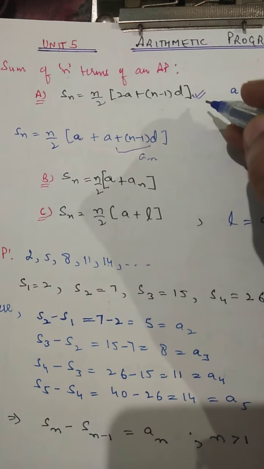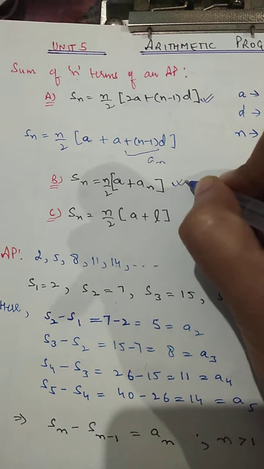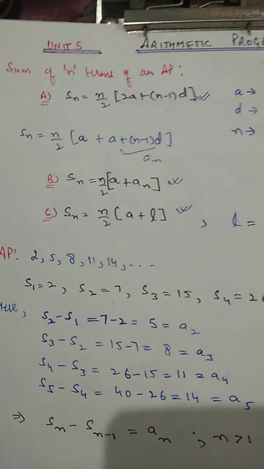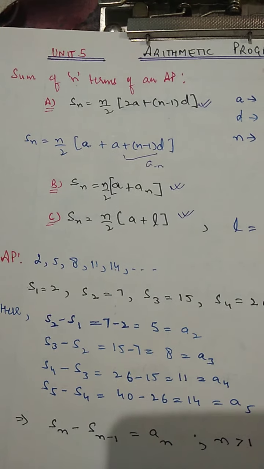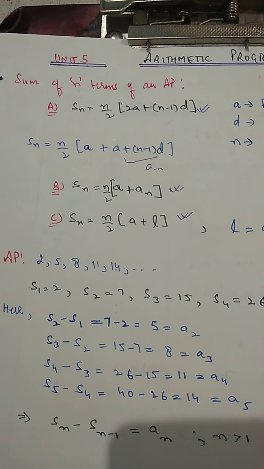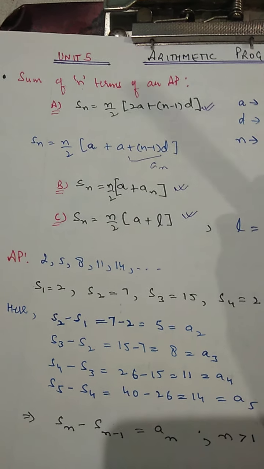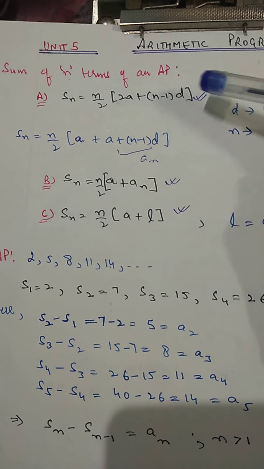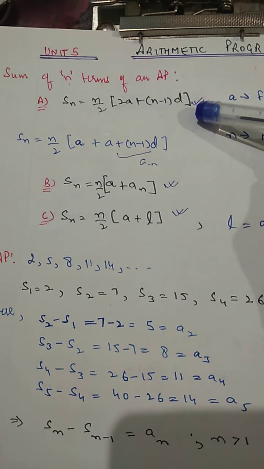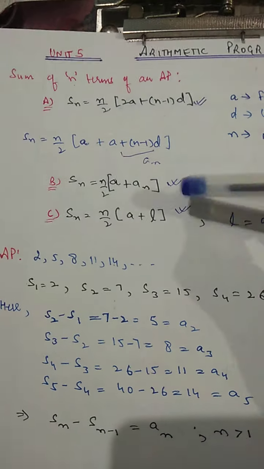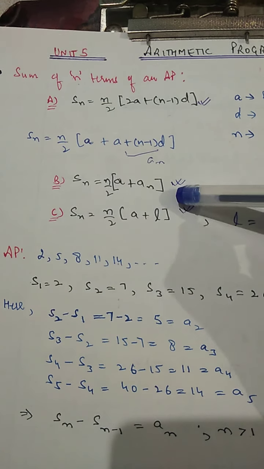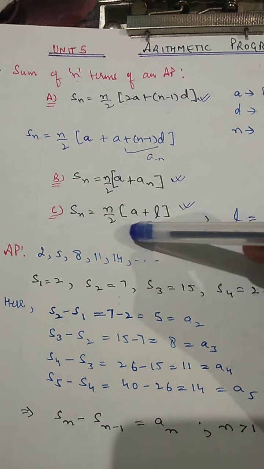So these are formula A, formula B, and formula C, which we have to use in this exercise to find the sum of n terms. Firstly, we have to memorize these formulas. Sn is equal to n by 2 times (2a plus (n minus 1) into d), then Sn is equal to n by 2 times (a plus an), then Sn is equal to n by 2 times (a plus l).